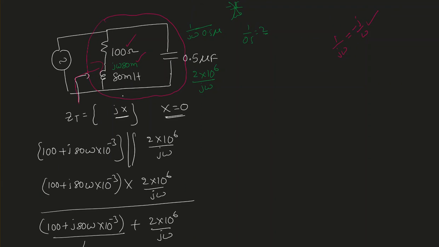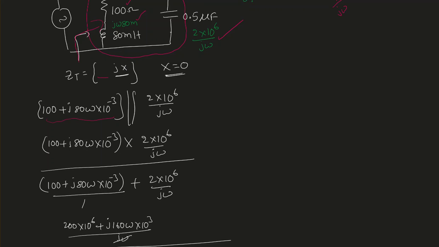Here all I need to do is find the Z total, take the real part and imaginary part, and make the imaginary part equal to 0. So we should be good to go. Here, 1 over j omega 0.5 micro: micro is 10 to the power of minus 6, so it goes to the numerator, and 1 over 0.5 becomes 2 times 10 to the power of 6 over j omega. Now 100 plus j 80 omega times 10 to the power of minus 3, since milli is 10 to the power of minus 3, in parallel with 2 times 10 to the power of 6 over j omega.